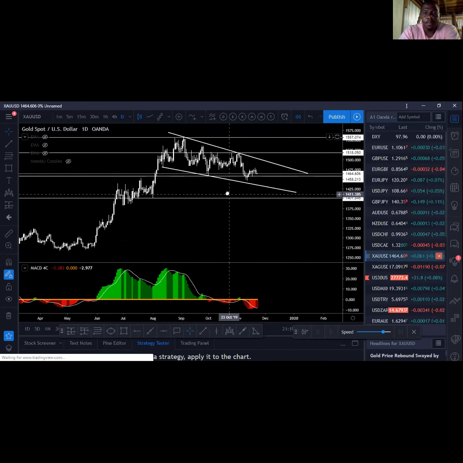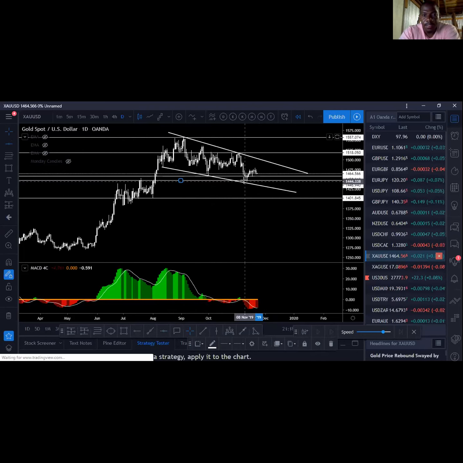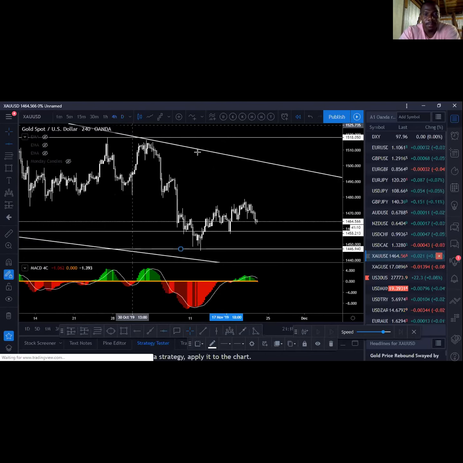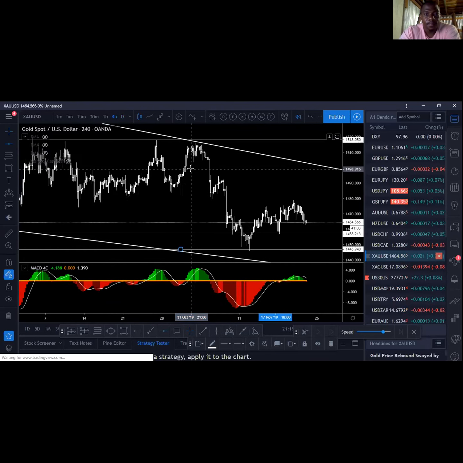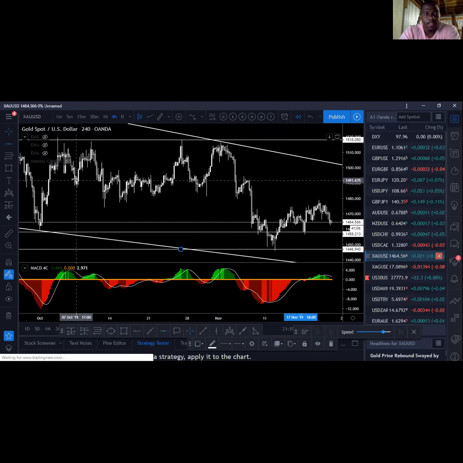All right, so I got my main levels drawn on the daily. If I want to put another resistance level at this swing point, I could do that. Then I can drop down to the 4-hour time frame, and I can look to do the same thing again.